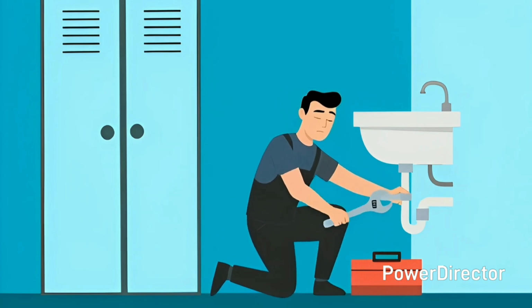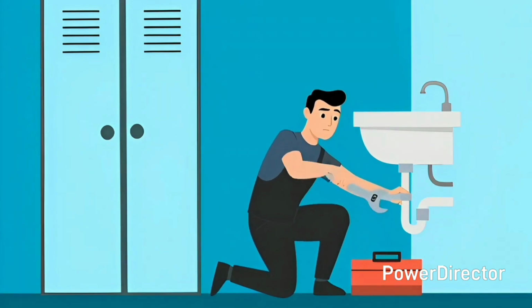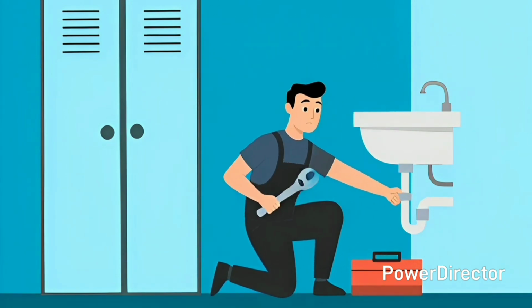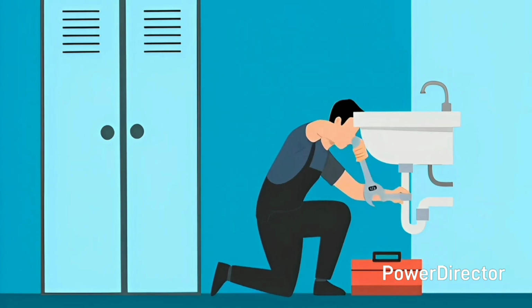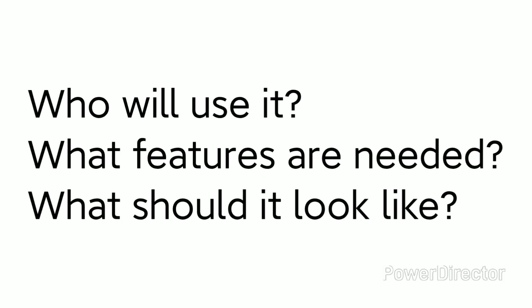Let's say your idea is a simple app that helps students track assignments. Before writing a single line of code, developers ask, who will use it? What features are needed? What should it look like? This stage is called planning.